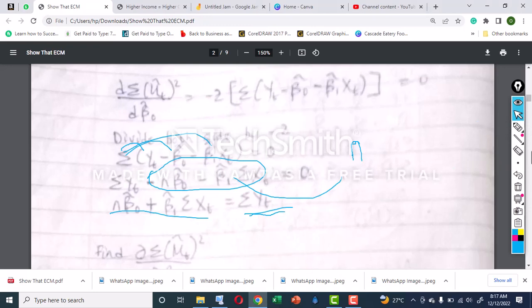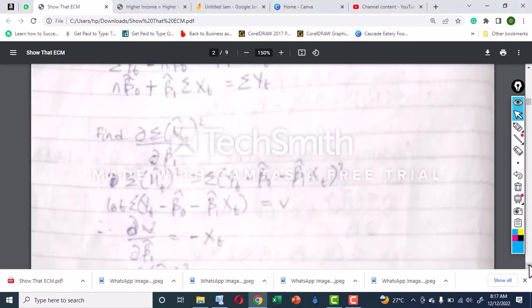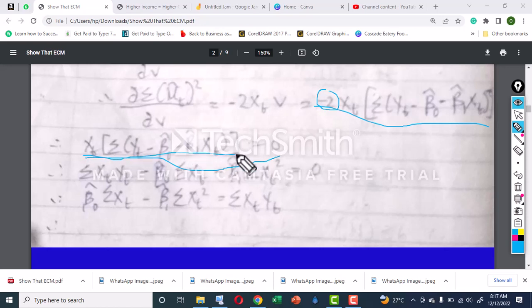So we are now doing the same thing with respect to beta 1, differentiating with respect to beta 1 using chain rule 2, and you equate it to 0. So after differentiating with respect to beta 1, we get this. So we got this too. We actually have this, but we divide by minus 2 to remove the minus 2 out. So this is now what we have left.